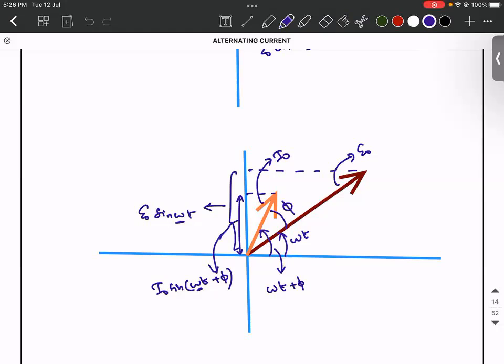Sir, should both the vectors be in the same quadrant, or can they be different? No, they can be in different quadrants also. That depends on what this phi is.